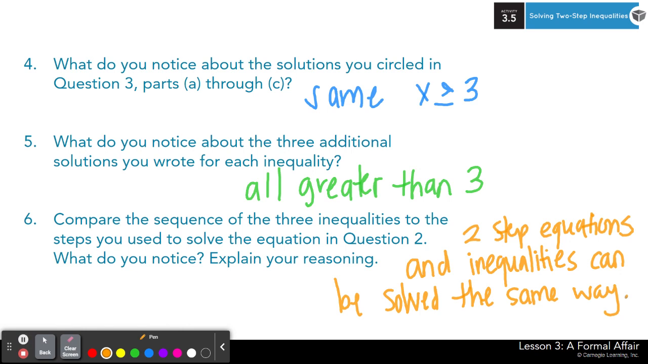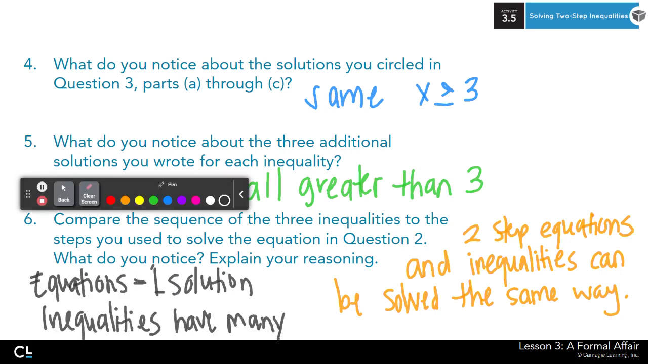How many solutions does an equation have? And how many solutions does an inequality have? Take a couple seconds just to think about that. Please excuse my handwriting, but an equation has only one solution, and inequalities can have many solutions. That is one key difference between the two.